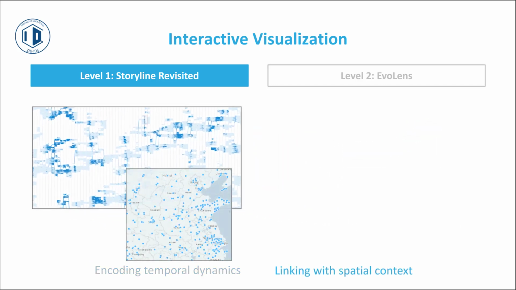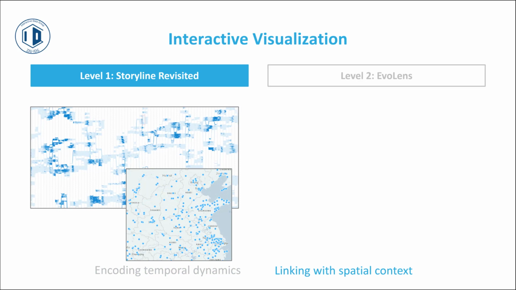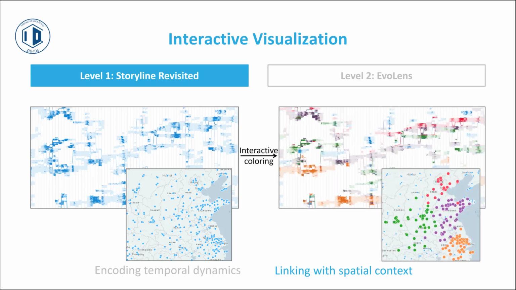GeoChron includes a map to provide the spatial context. Each dot on the map represents an ST series. We enable users to interactively color the ST series. The colors of the dots on the map are also updated according to the coloring. In this way, the spatial context and temporal trends are visually linked.